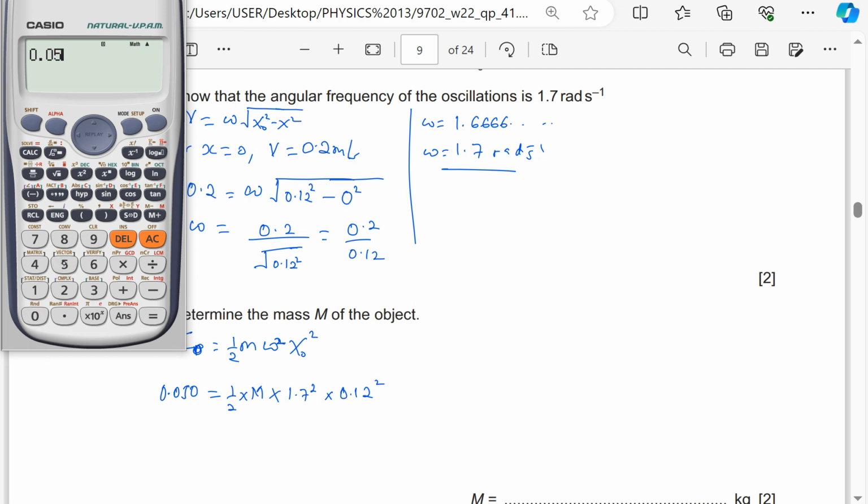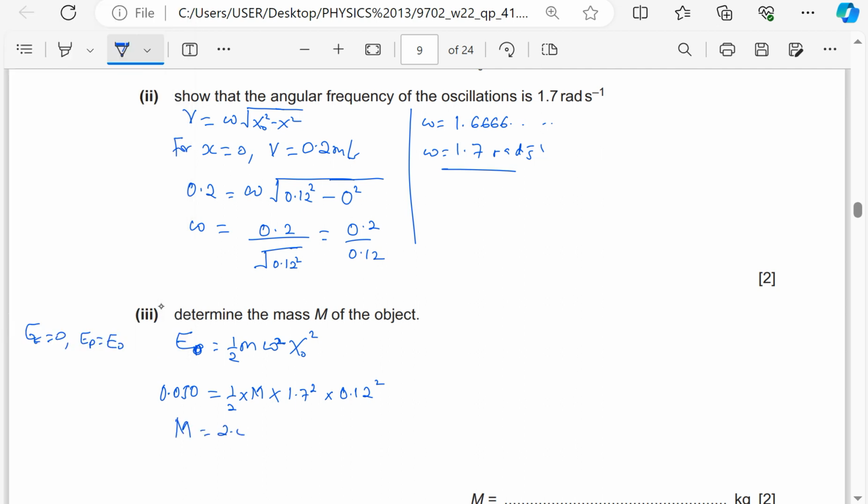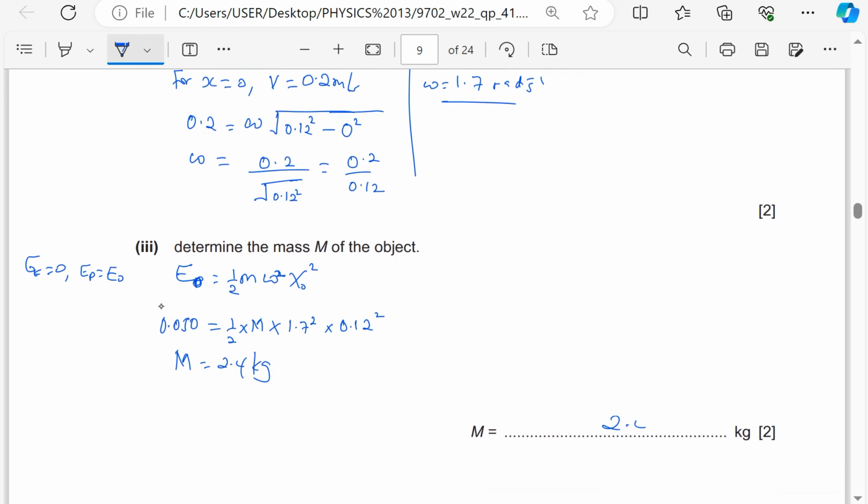0.05 times 2, divided by 1.7 squared, divided by 0.12 squared. So it is giving me m as 2.4 kilograms. So m is 2.4 kilograms.